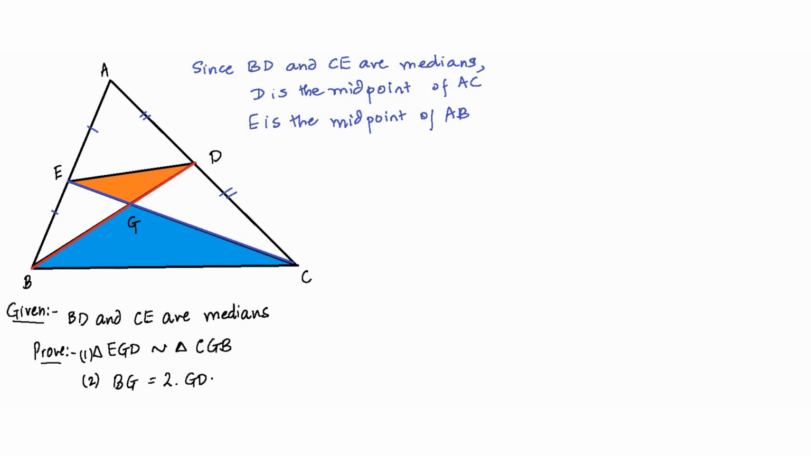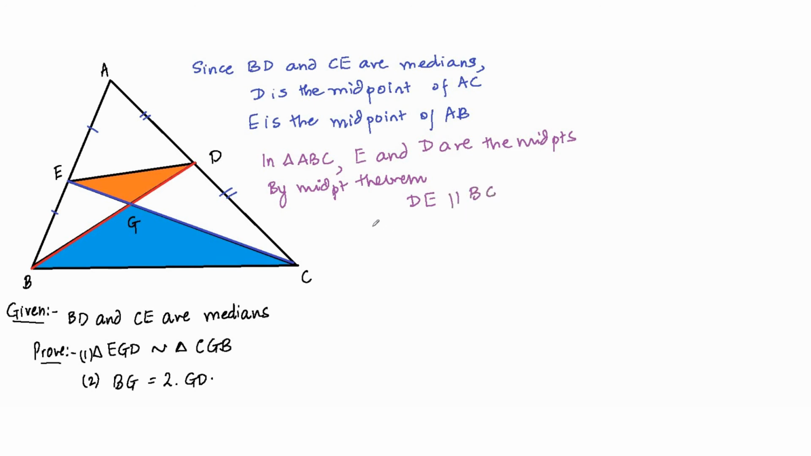So now something comes to my mind. In my earlier years, I have learned something known as the midpoint theorem. So I know that in triangle ABC, I notice that E and D are the midpoints. So by midpoint theorem, I know that DE is parallel to BC, right? This is known. And I also know that DE is going to be half of BC.